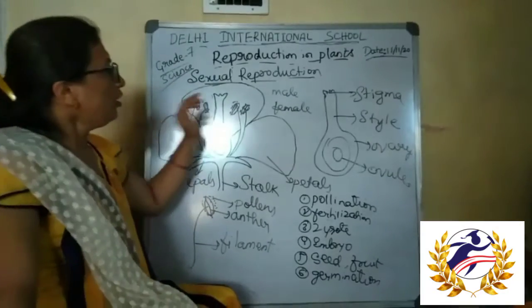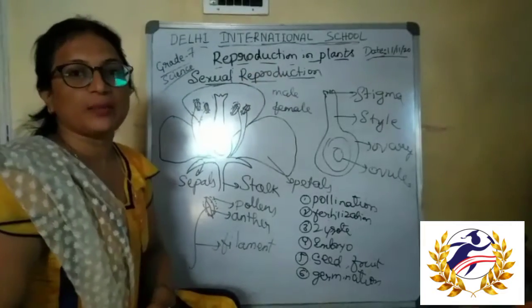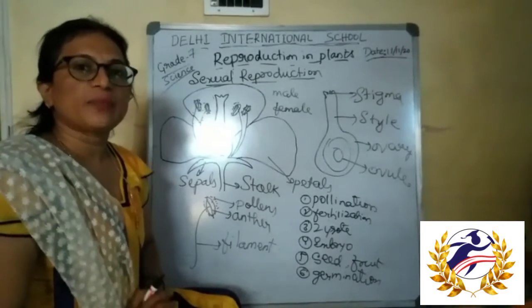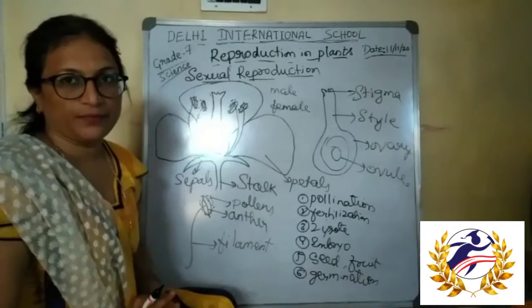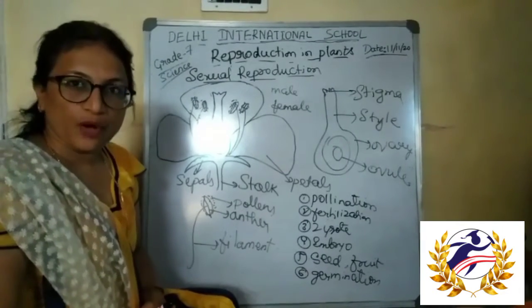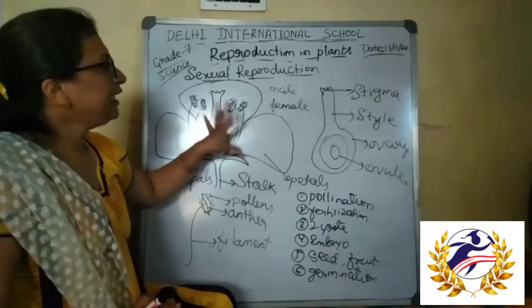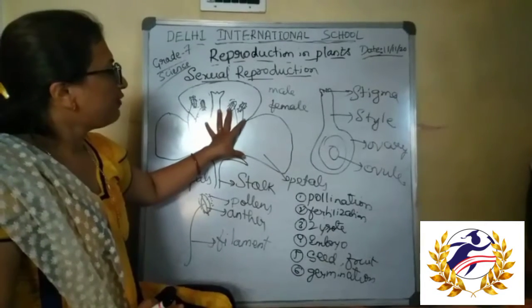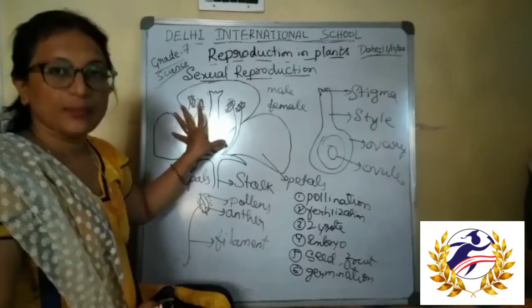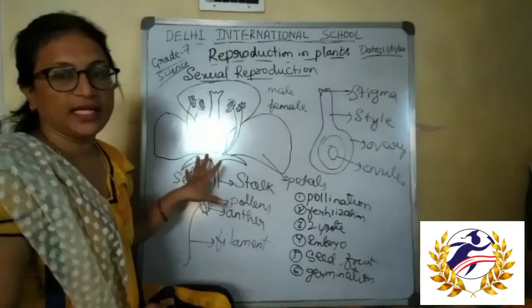Usually we are discussing reproduction in plants. The reproductive part of the plant is mainly the flower, isn't it? Flower is the main reproductive part of the plant. Flowers are very colorful and attractive. Let us study the structure of the flower in detail.